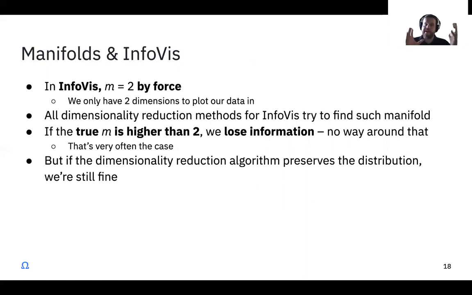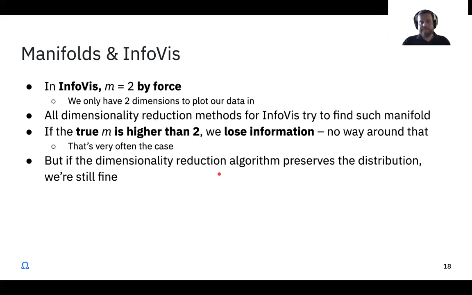If your data or the properties of data that you want to capture have higher dimensionality than 2, then you are going to lose information. And that's very often the case. Very few of the real data sets are really two-dimensional, basically. So that's a catch. And I mean, setting m equals 2 by force is actually quite brutal.